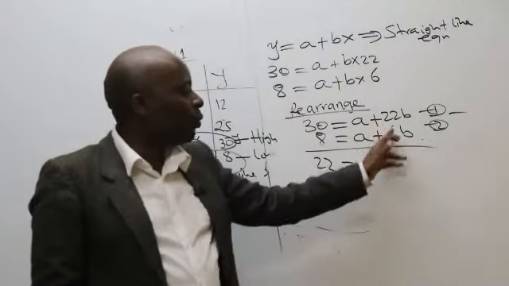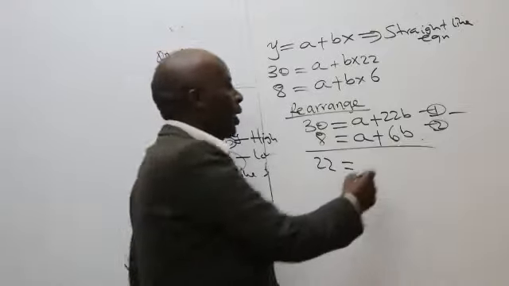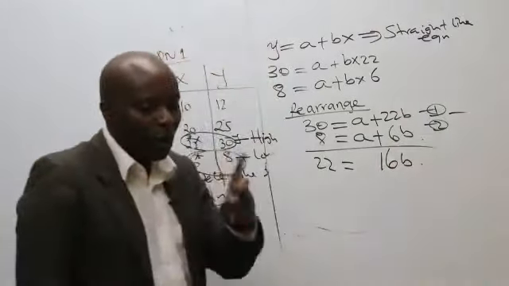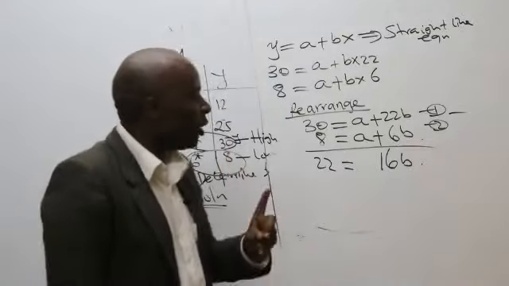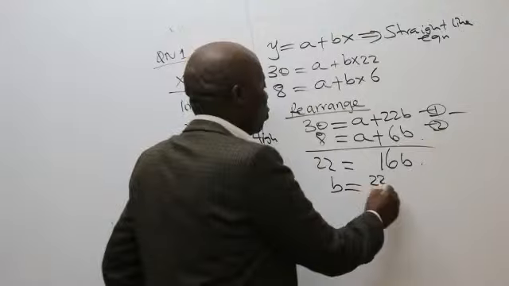How about 22 minus 6? 22 minus 6, 16, boy. We don't want 16 boys. We only want one boy. So the one boy here, which will be B, will be 22 over 16.